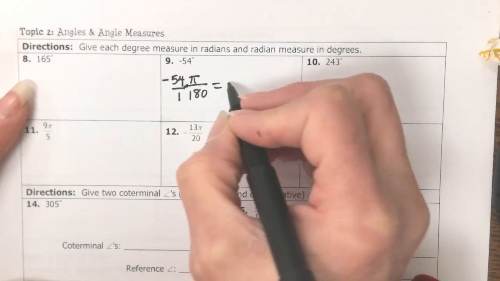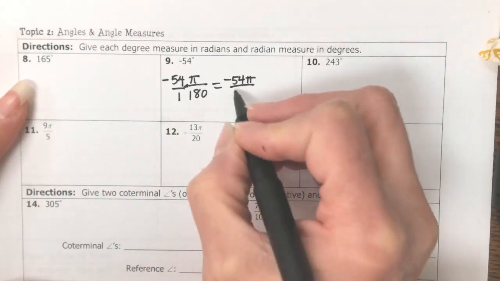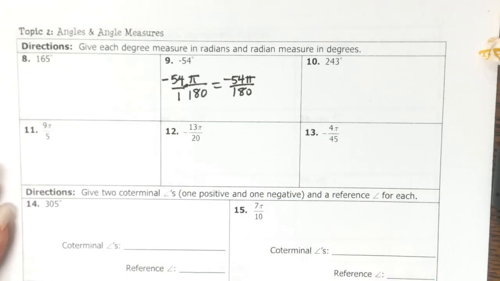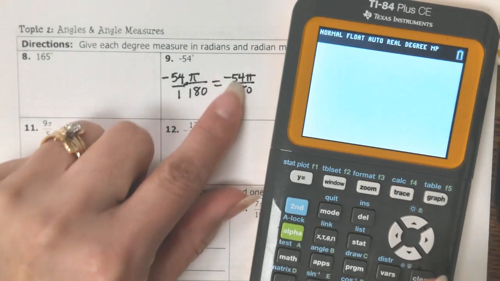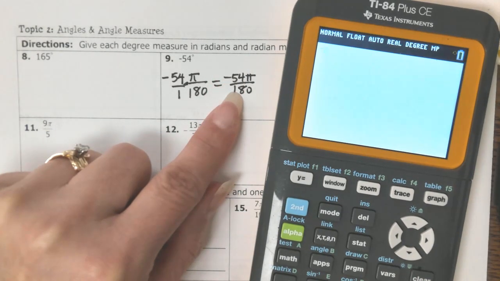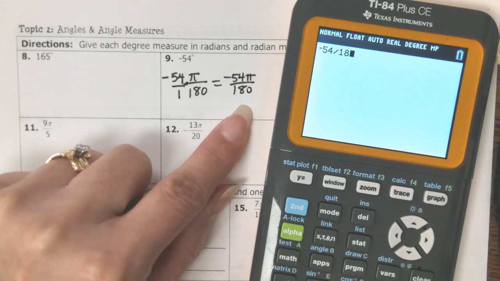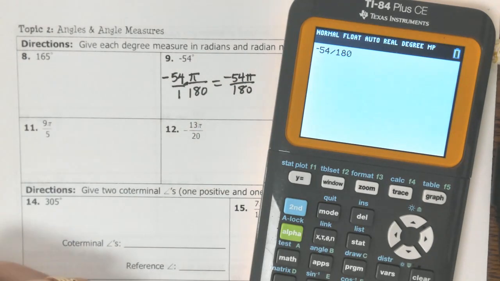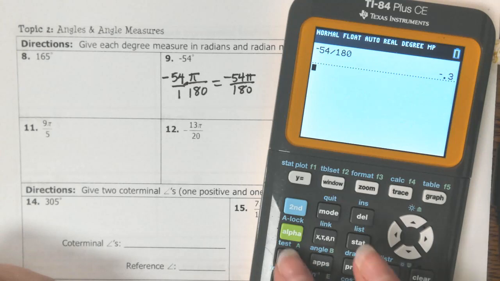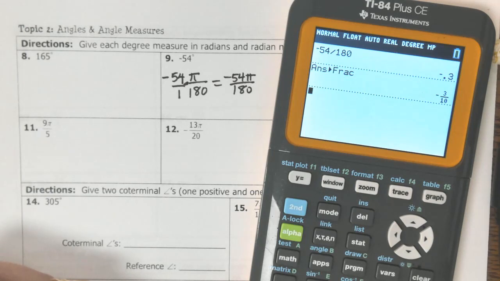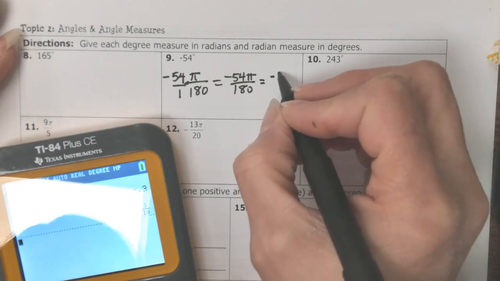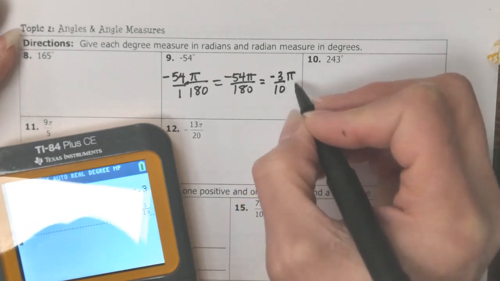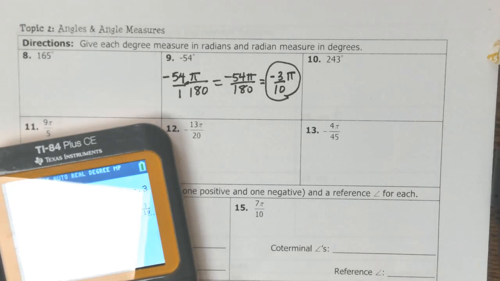It's really like just multiplying across the top and then reducing your fraction. Now I showed a shortcut. Those of you who don't really like reducing fractions very much, you could just type your negative 54 divided by 180. Ignore the pi and just carry it over. Press enter, it gives you a decimal, and then you can hit math and change it to a fraction. So it is negative 3 over 10 pi. And that is our answer for number 9.